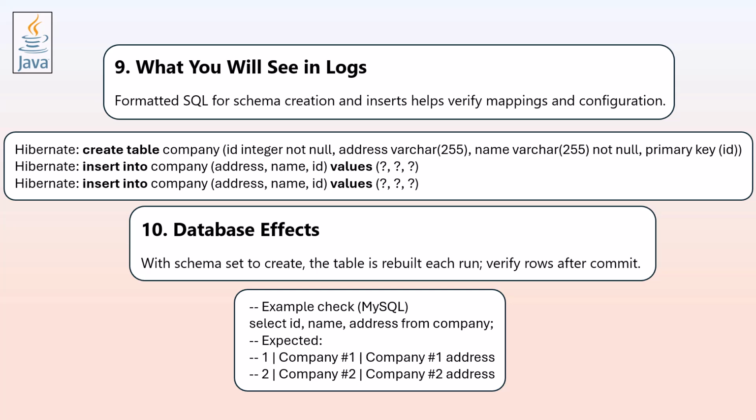10. Database effects. With the schema set to create, the table for the entity is recreated each run. This means previously inserted data is cleared, making the sequence of operations predictable during the lesson. After committing, the new rows appear in the table with the identifiers you assigned. Use a database client to verify that the records are present and the schema matches the mapping.